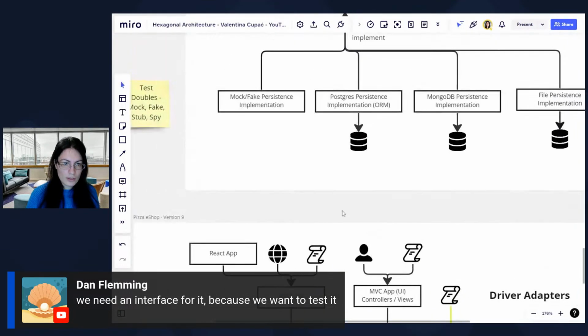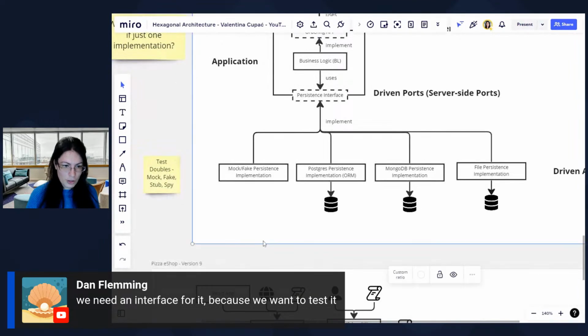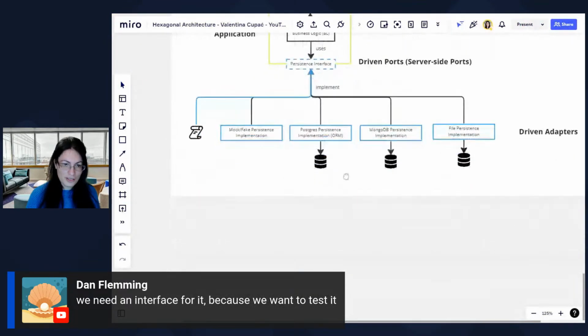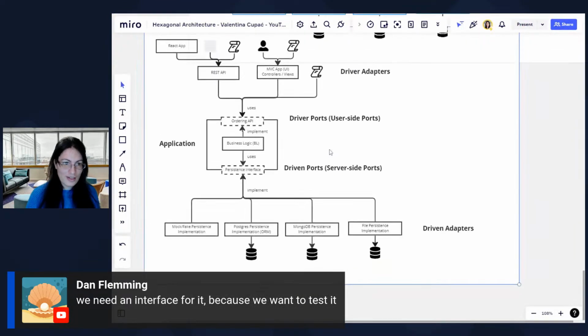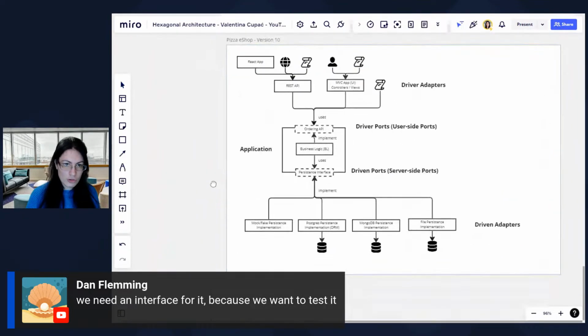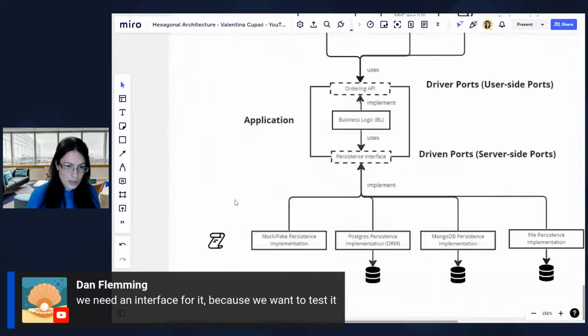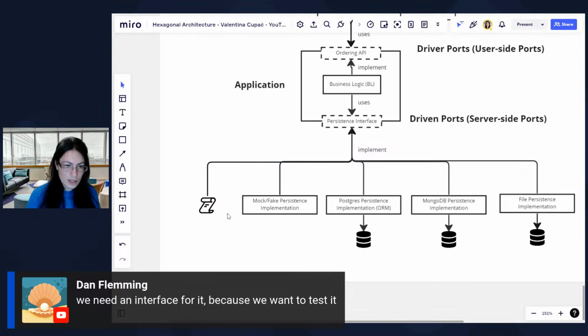And since there's a lot of colors, I will go back to the uncolored version. And I'm going to just add the tests here, so that we have a reminder that we have tests which are essentially targeting the persistence interface, and then at runtime they are executed against all of these adapter implementations.